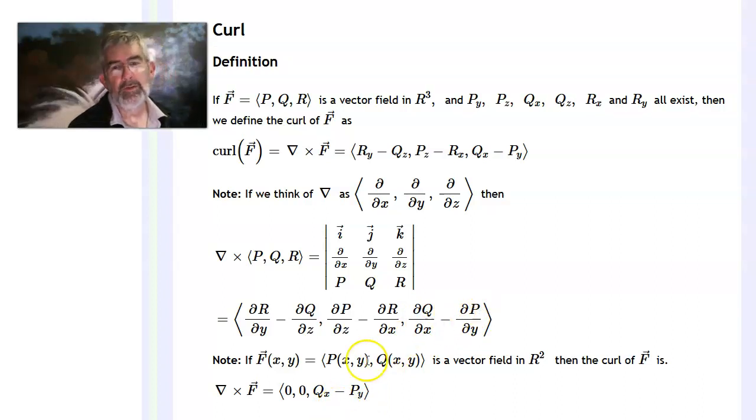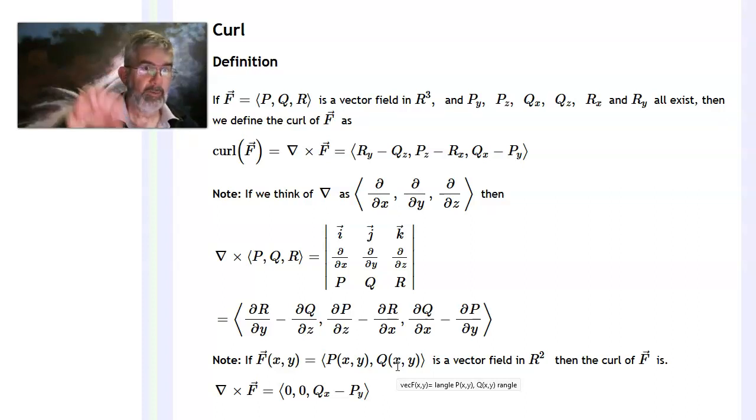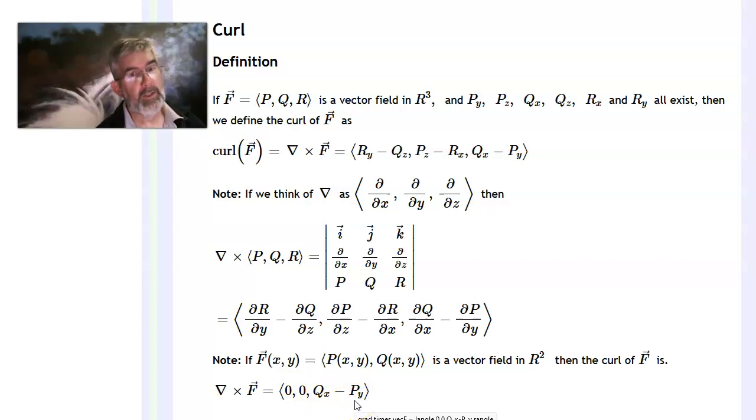So in the event that you're dealing with just a two-dimensional vector field, the curl will be a vector that's completely perpendicular to the xy plane. It's either pointing up the z-axis or down the z-axis, depending on whether this stuff here, the partial of Q with respect to x minus the partial of P with respect to y, is positive or negative. Okay.